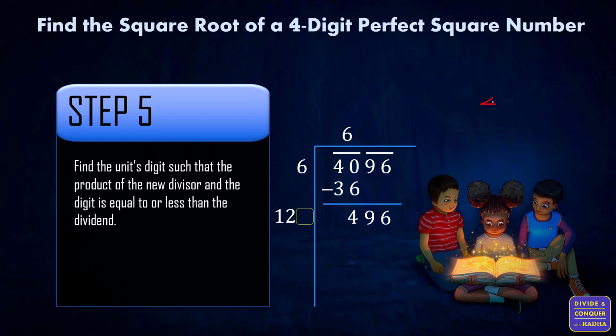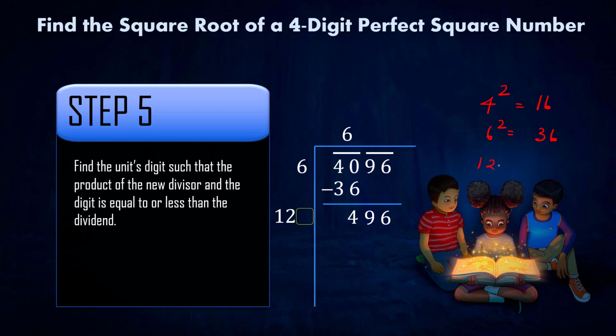There are only two options. 4 squared is equal to 16 and 6 squared is equal to 36. These two digits have number 6 in their unit place. So either the number can be 124 or 126.